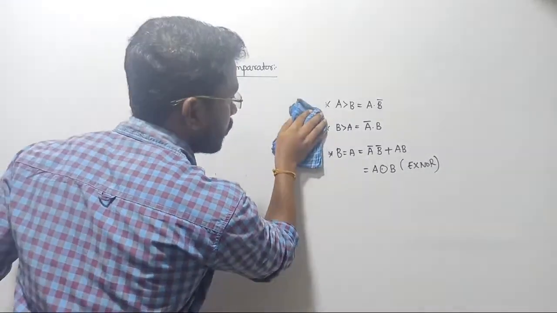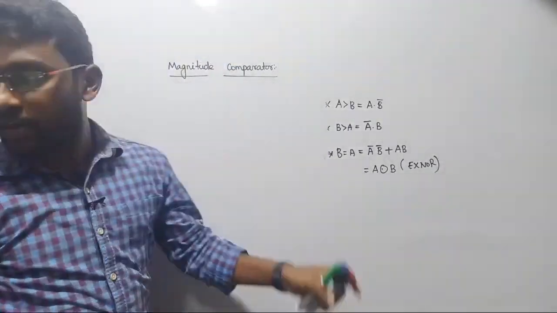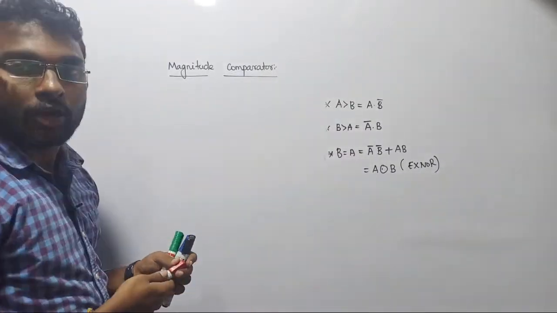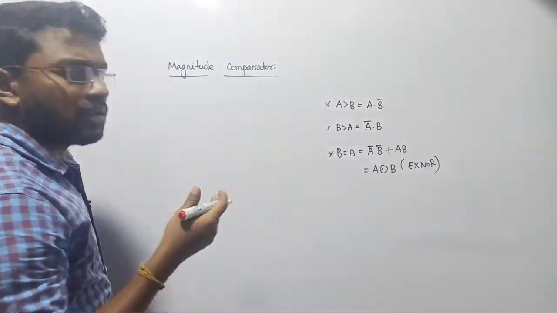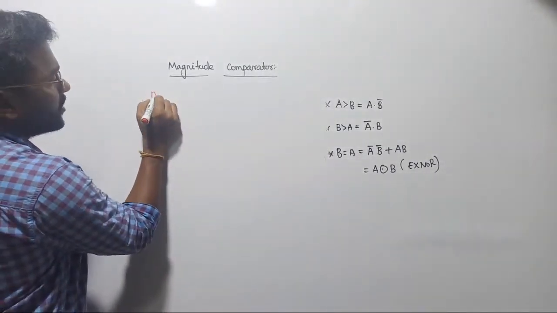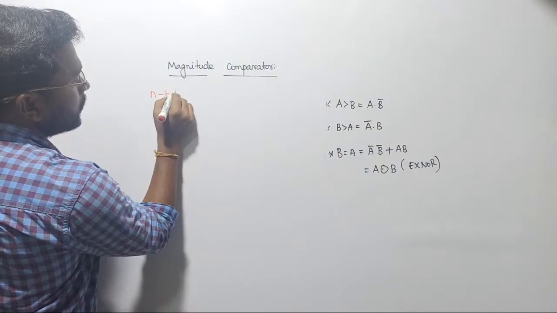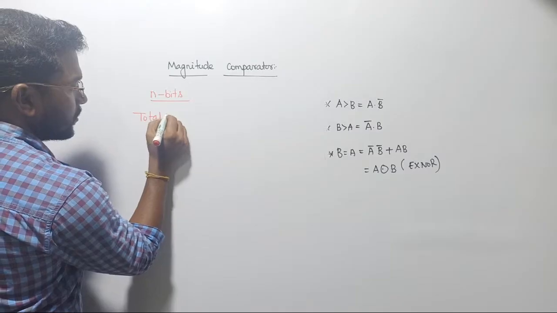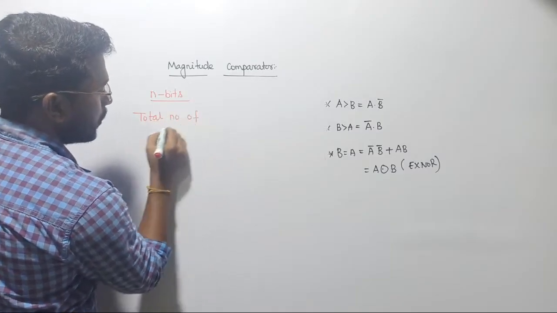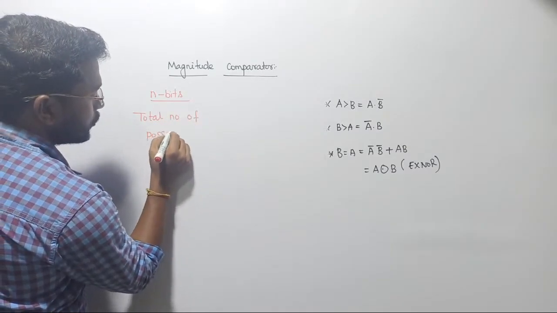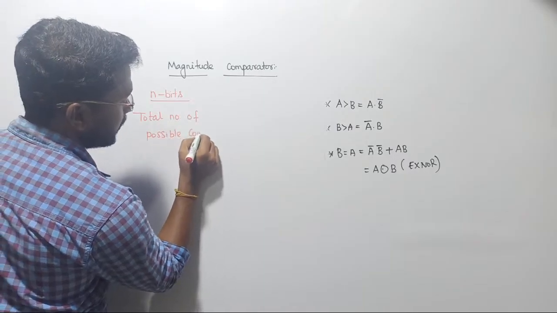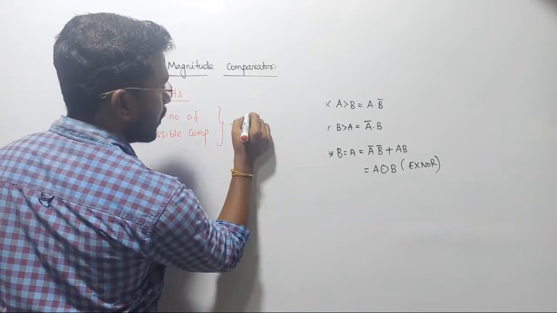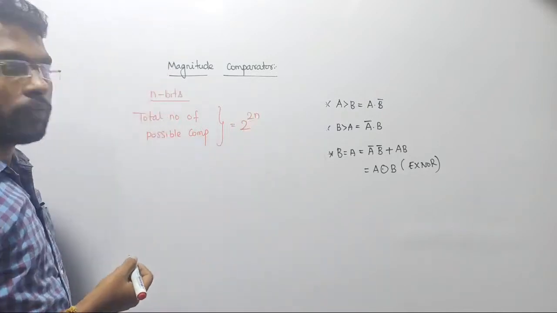The question is the total number of possible comparisons in a magnitude comparator. First of all, based on the number of bits, suppose I am having n bits, then the total number of possible comparisons is 2 power 2n. Clear? Total number of possible comparisons.